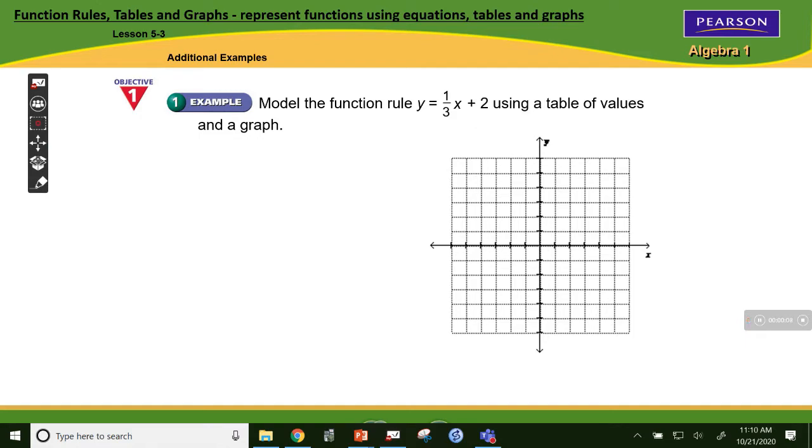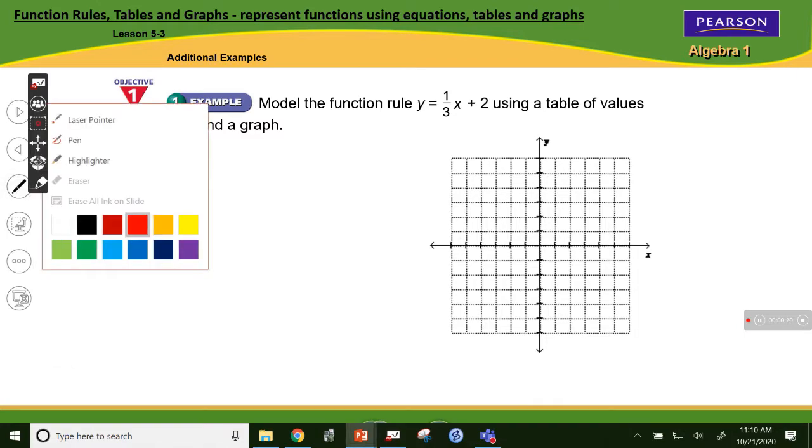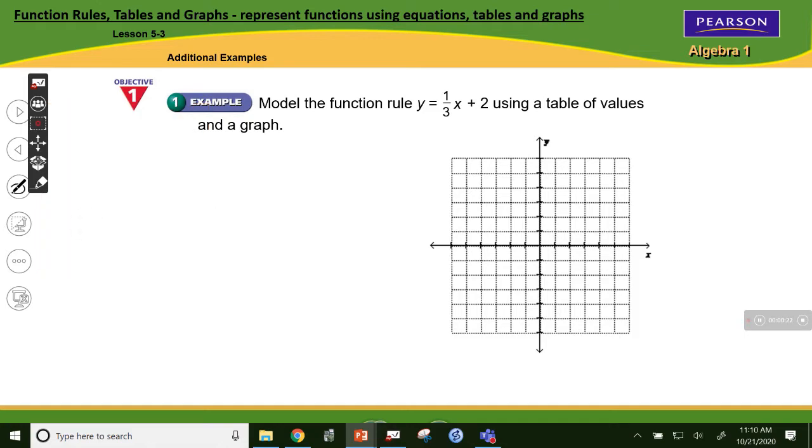And here we are going to be working on function rules, tables, and graphs. We're going to represent functions using equations, tables, and graphs. So the first one says to model the function rule. Model the function rule with a table of values and a graph. So let's do that. The function rule is y equals 1/3 x plus 2.